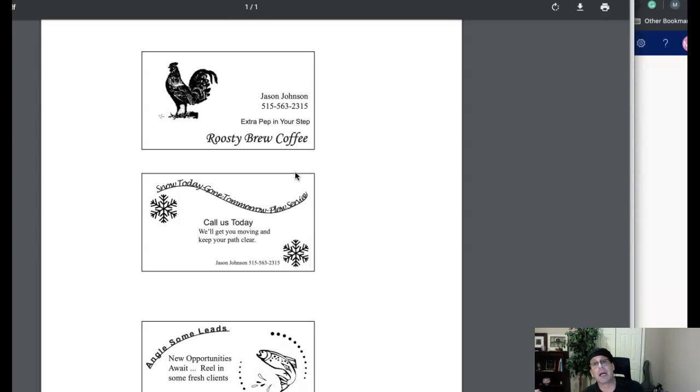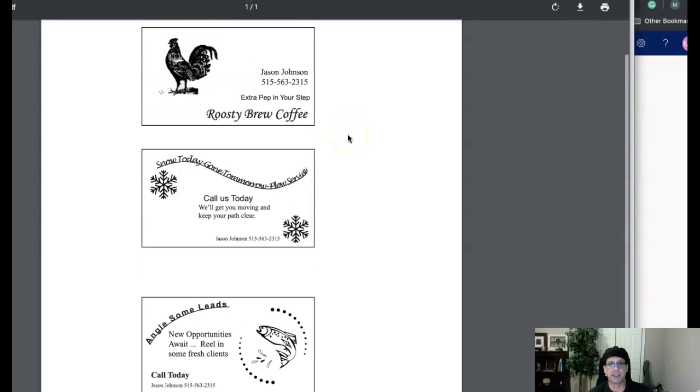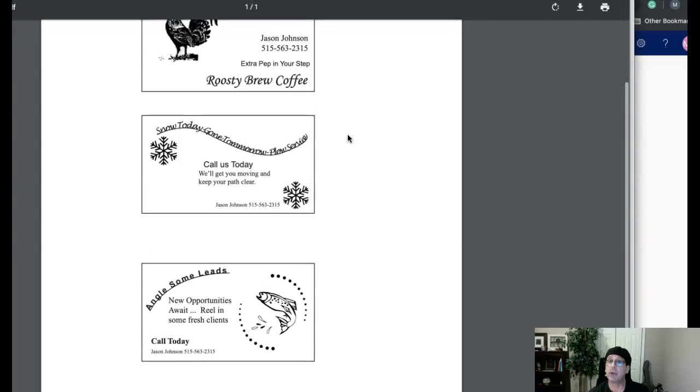Okay, so for improvement here, I would say work on alignment and also work on scale, work on emphasis based on scale. Okay, other than that, I think it's a great start. Good ideas, very clever. And if you have any questions at all, please let me know.